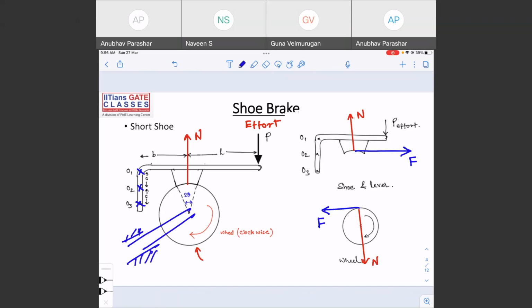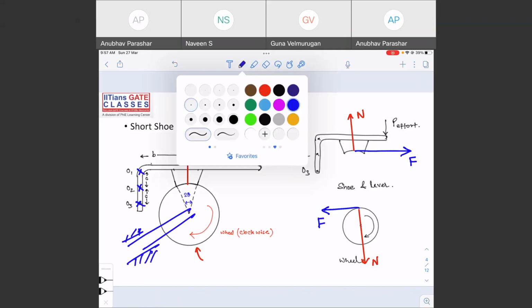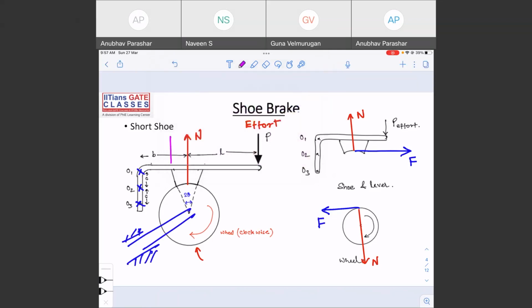So this lever you can see, the lever has the shoe attached to it. This is the shoe, right? The lever has the shoe attached to it. So what is hinged is the lever.